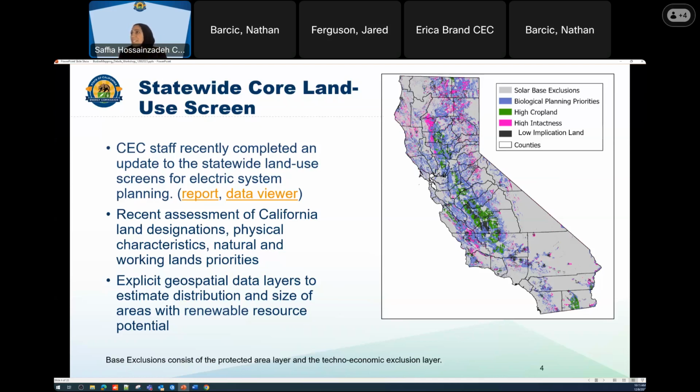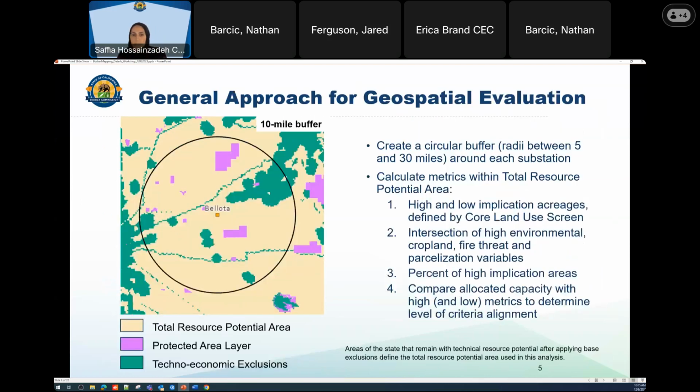And so basically these data sets that we developed and reviewed for the core land use screen development have been used here in the busbar mapping process. So for busbar mapping, we perform a geospatial evaluation to describe the constraints that a possible build out of renewable energy might face in the area around a substation. So we first have to define that area of analysis around the substation.